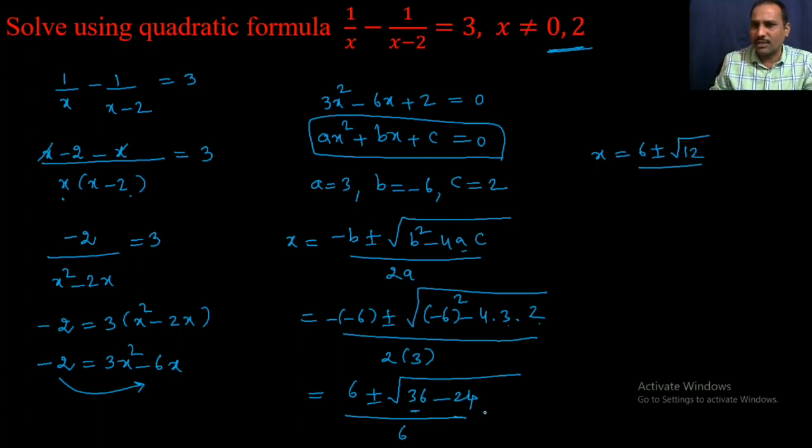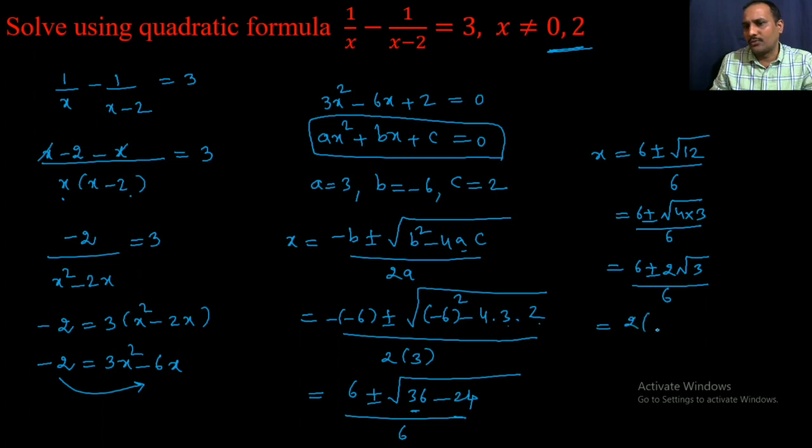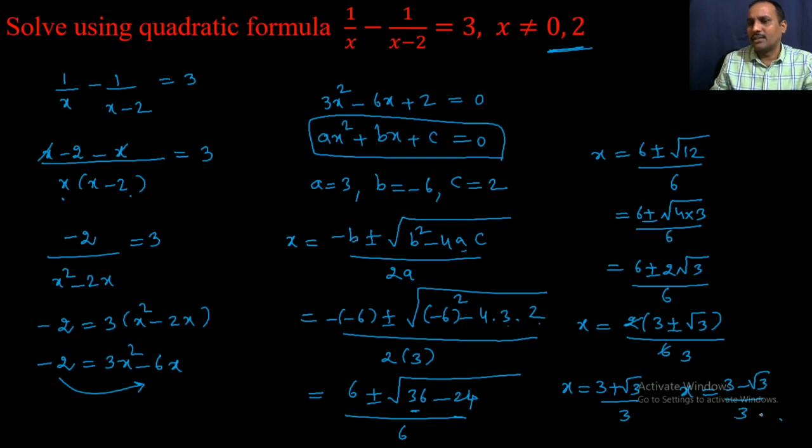36 minus 24 gives you 12 by 6, and 12 can be written as 4 into 3 by 6. So that is 6 plus or minus, if you write 4 outside it will become 2 root 3 by 6, and you can take 2 out from the numerator. It will become 3 plus or minus root 3 by 6. You can simplify this. So x is equal to, what is remaining now? 3 plus or minus root 3 by 3. That is 3 plus root 3 by 3, and x equal to 3 minus root 3 by 3. These two are the roots of the given quadratic equation.